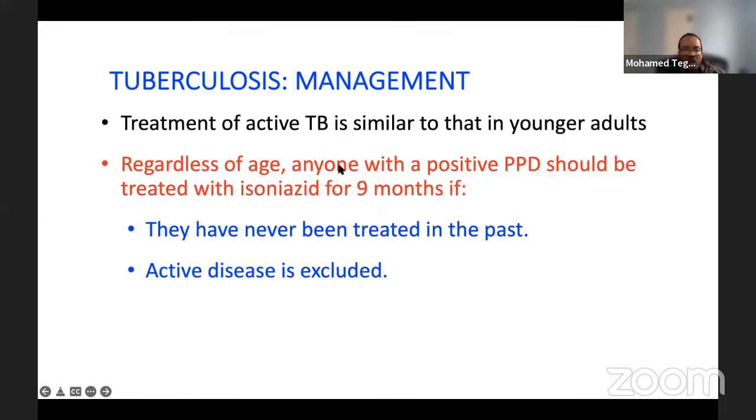Regardless of the age, anyone with a positive TB skin test should be treated with isoniazid for 9 months, and that's if they have never been treated in the past for active TB or active disease itself has been excluded.